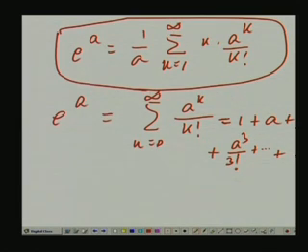If you differentiate again, out of this you get 0, here you get 2 into 1 divided by factorial 2, here 3 into 2 into 1 into a by factorial 3 and likewise. Here the general term will be k into k minus 1 a to the power k minus 2 by factorial k. Okay.